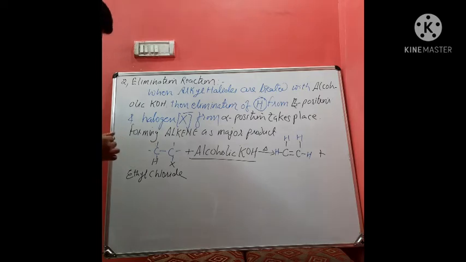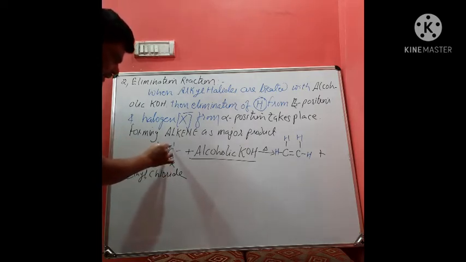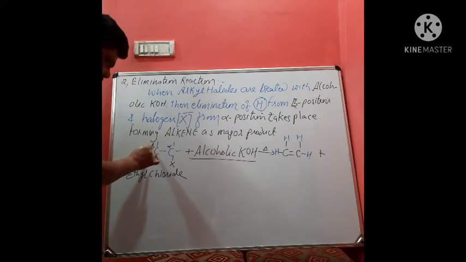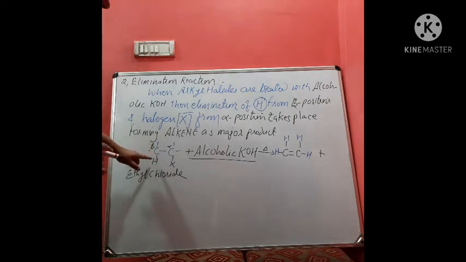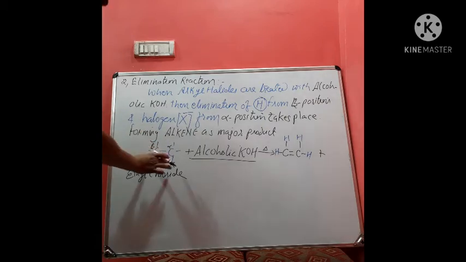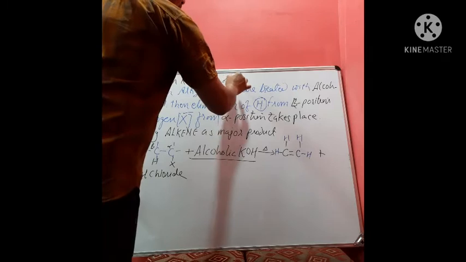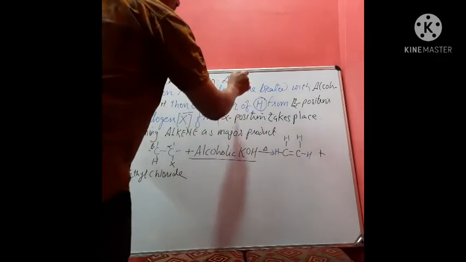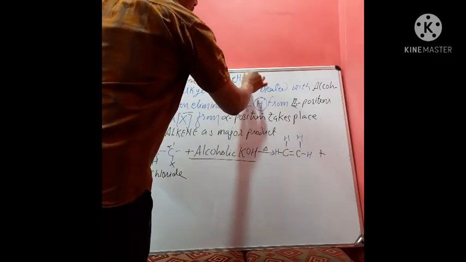Now the carbon atom to which X is attached is termed as alpha carbon, while the adjacent carbon atom is known as beta carbon. So the hydrogen gets eliminated from the beta carbon, while the X is eliminated from the alpha carbon, and these two take place simultaneously. That means the two species are eliminating. Eliminating means releasing. So de-hydro, that is hydrogen is eliminating. Therefore we write dehydro.